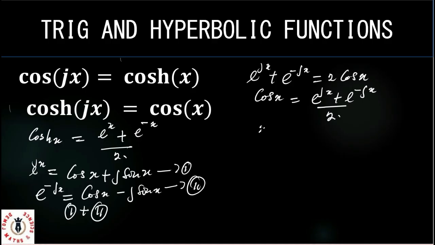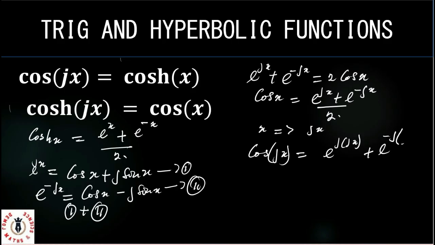Now, let's replace x with jx so that everywhere I have x, I'll replace it with jx. So that the cos of jx will now be the same thing as e raised to the power of j, in place of x, I'll have jx, plus e raised to the power of minus j, in place of x again, I'll have jx, so that this is over 2.